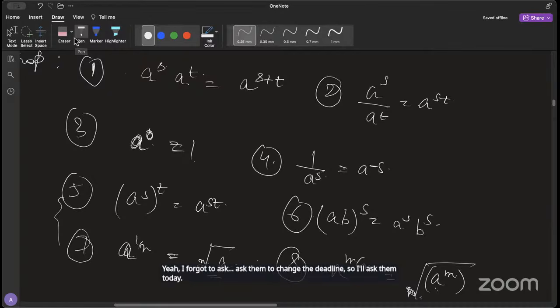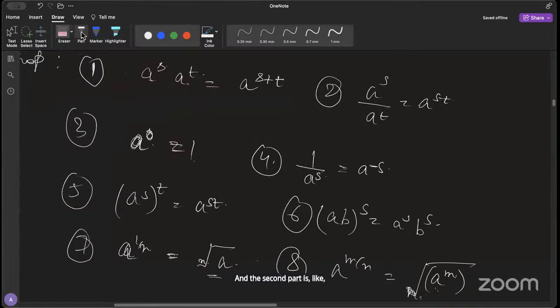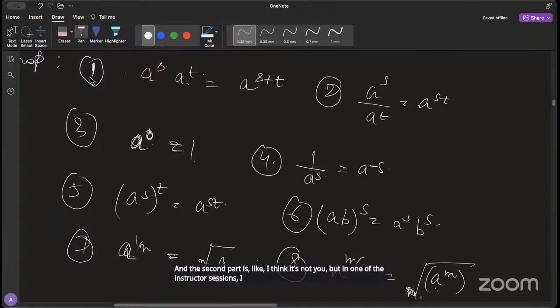Okay. Today is not the deadline, right? Tomorrow. Is it? Okay, tomorrow. I'll ask them to change it. And the second part is, in one of the instructor sessions, I requested, because there is still an ambiguity. In the calendar it just says instructor session and we are not clear. Yeah, okay. We'll change that. We'll name the sessions there.